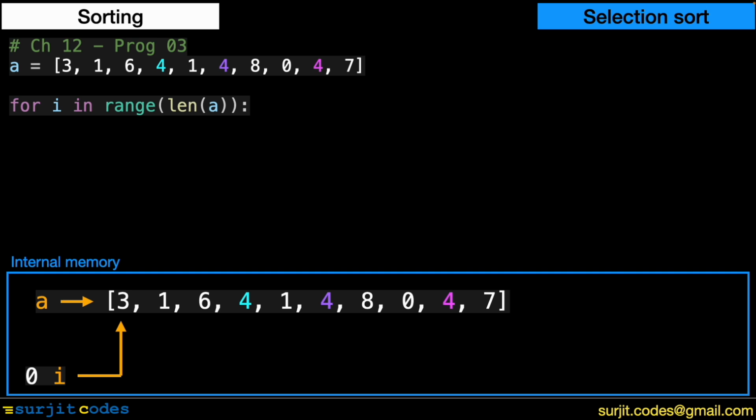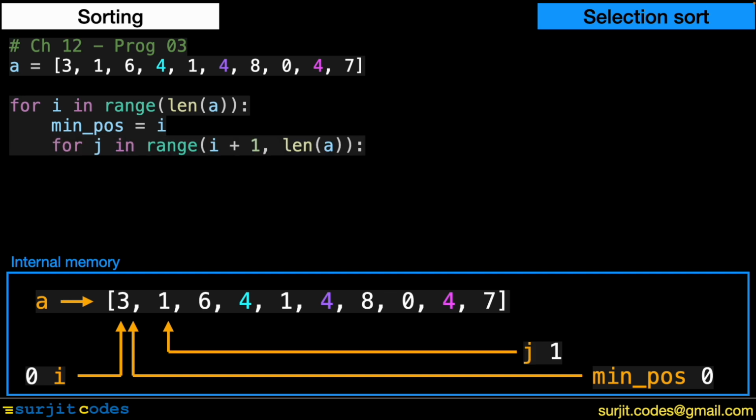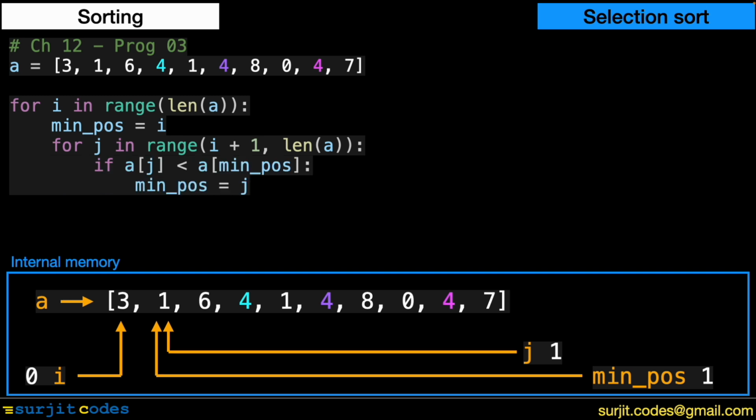Initial value of i is 0. We save it as the initial position of minimum item. We start a loop over j starting with i plus 1. As 1 is less than 3, position j becomes the new minimum item position. We will make future comparisons with this number 1.